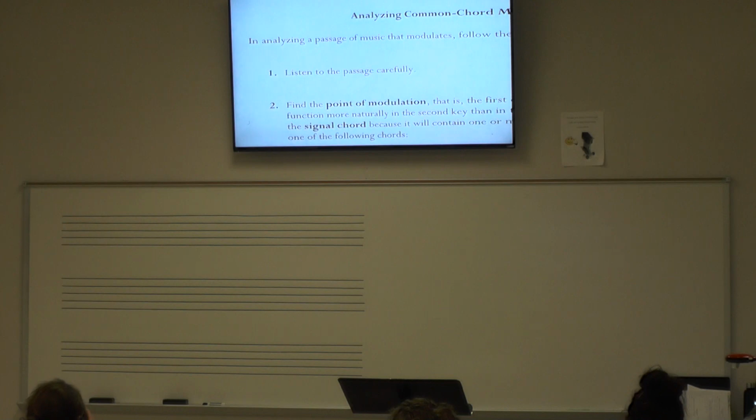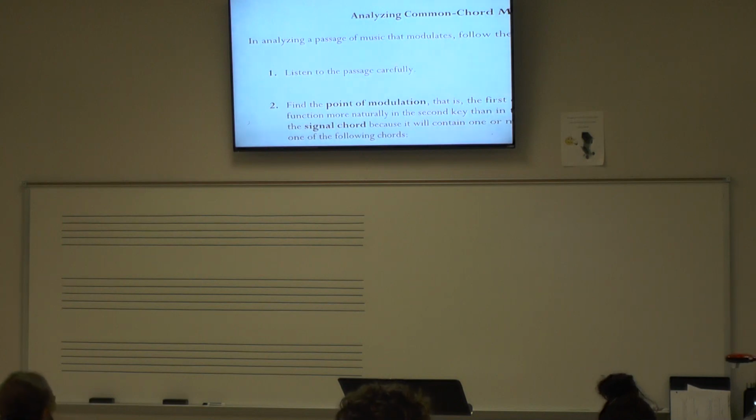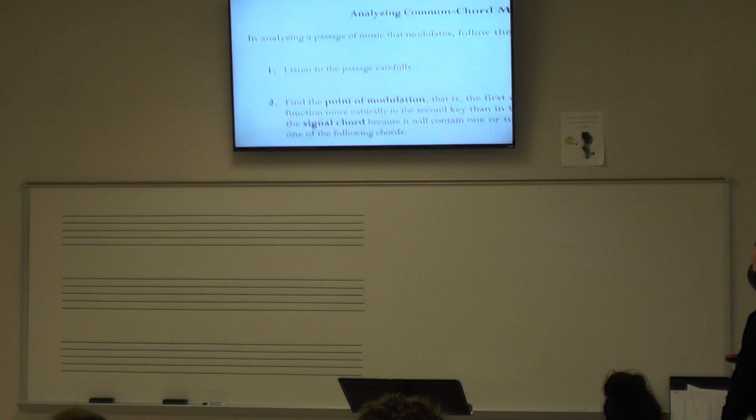Just by listening to a passage, say a passage of 16 measures, it's going to really narrow down the location of where you think the common chord, the pivot chord, is that links the 2 keys and brings about the modulation. I can't overestimate it: listen to the passage carefully. And that's what we're planning to do once we get through these 4 steps here.